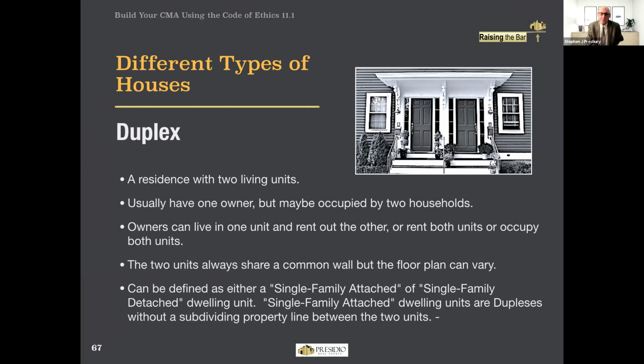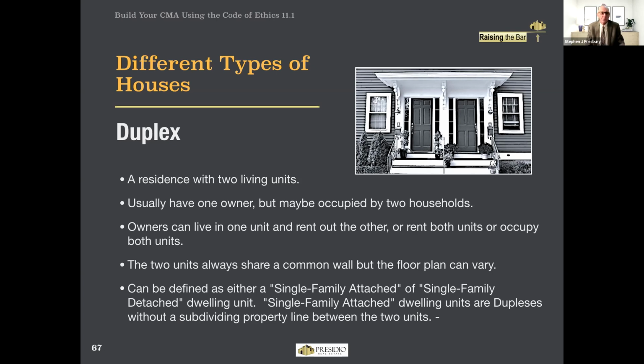Can be defined as either a single family attached or, that should be, single family detached dwelling unit. Single family attached dwelling units are duplex without a subdividing property line between the two units. So that's the definition of a duplex. And you'll often find on the MLS, sometimes they get these duplexes muddled up with other properties. So that's what a duplex is.